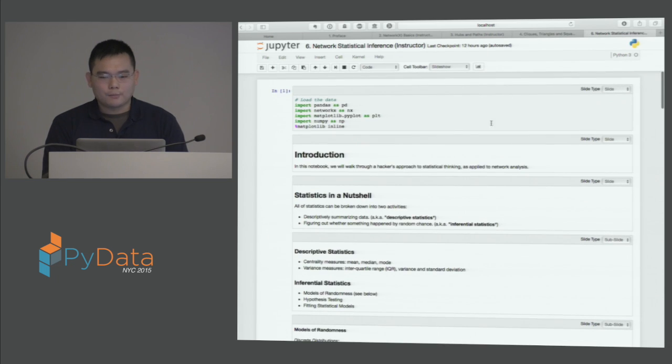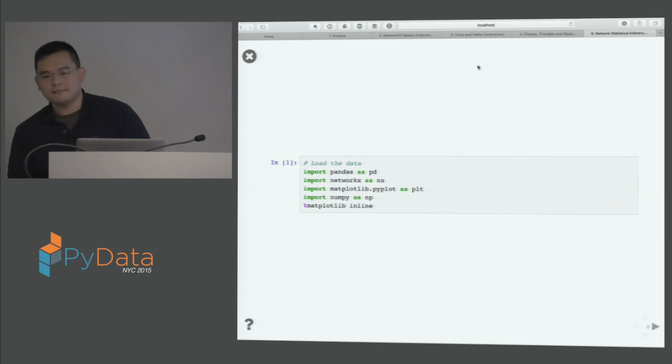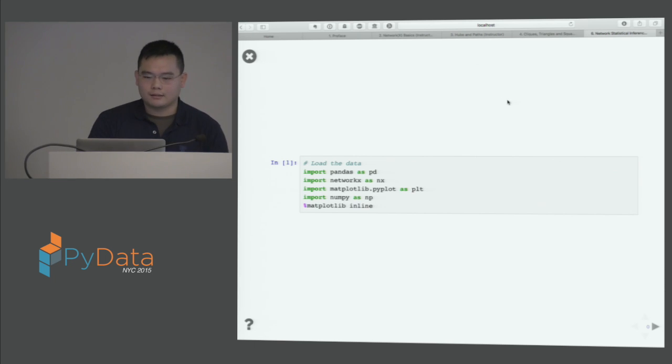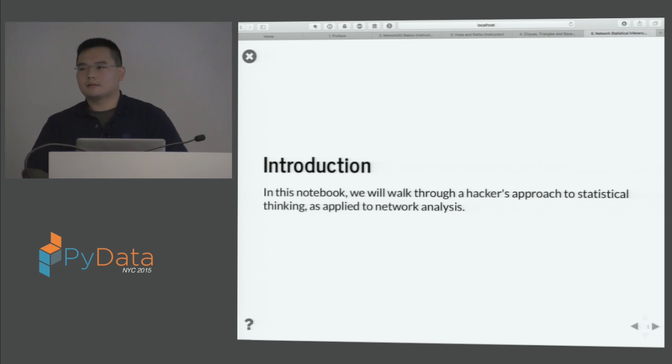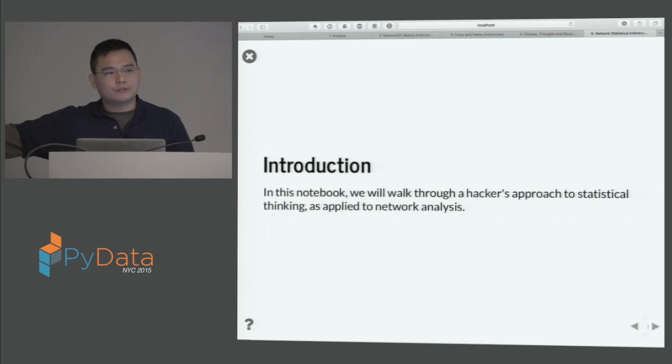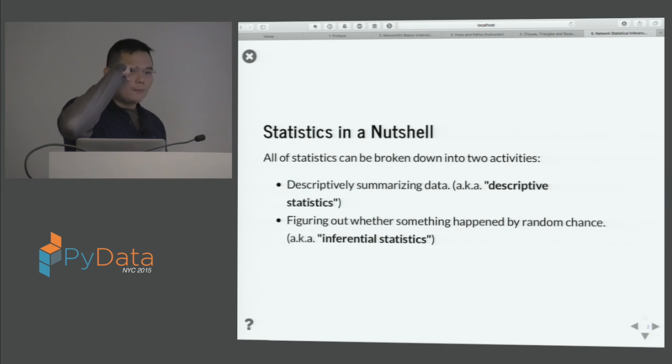So if you could please open up notebook number 6. And of course, run the first cell so that we're ready to go. So like I was mentioning, in this notebook, we're going to walk through a hacker's approach to statistical thinking, but now applied to network analysis. So I hope I don't have to emphasize this too much. Statistics really can be broken down into 2 things.